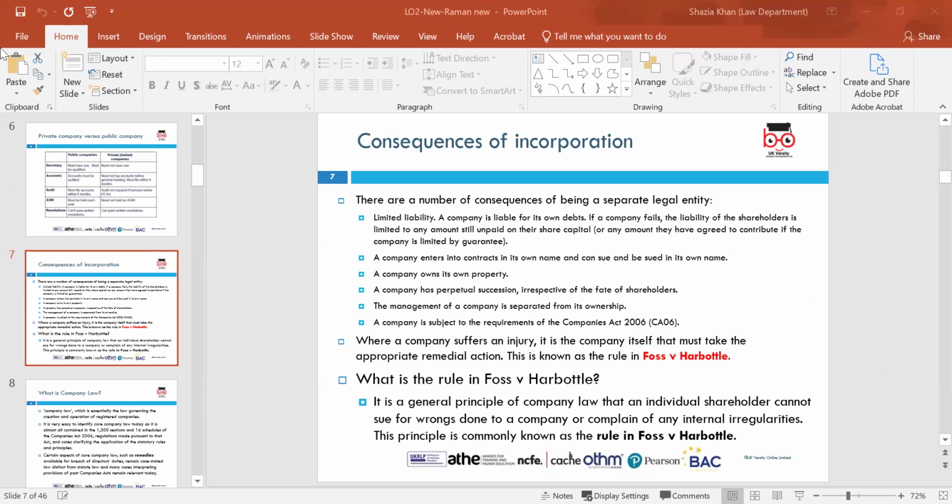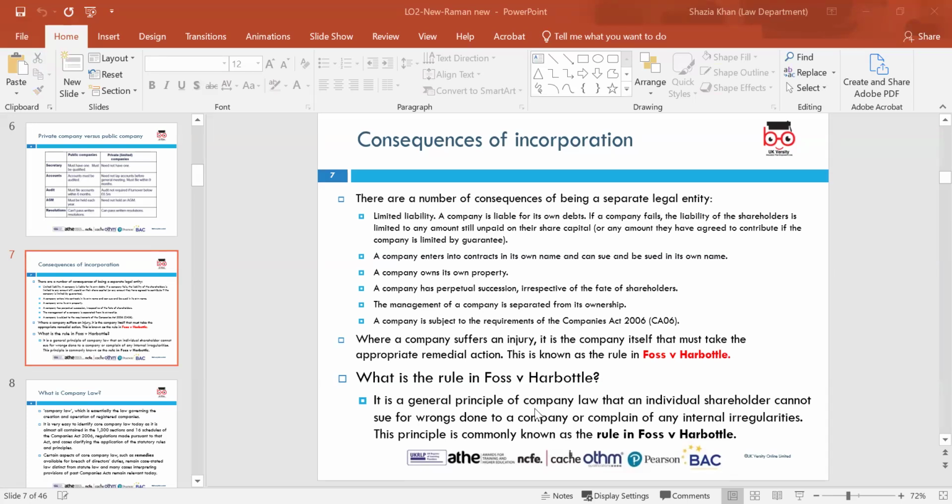So where a company suffers injury, it is the company itself that must take the appropriate remedial action. This was identified in the case of Foss v Harbottle. It is a general principle of company law that an individual shareholder cannot sue for wrongs done to the company and complain of internal irregularities. And this principle, as we mentioned, was identified in the case of Foss v Harbottle.